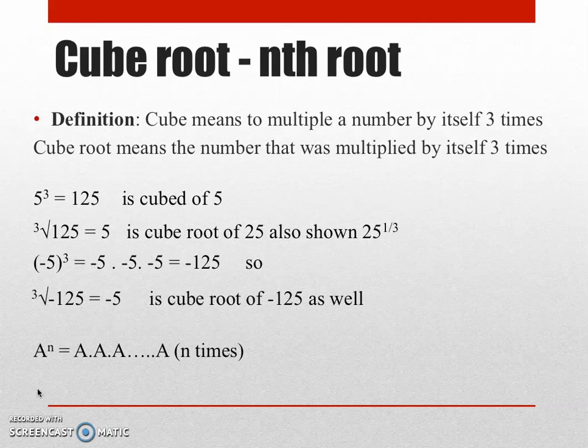And in general, if you want to talk about the nth root of a number, if a number like a is raised to the power of n, that means multiplying a by itself n times. So the nth root of a to the power of n should be equal to a. Again, if you also want to solve this, a to the power of n, to the power of 1 over n, gives us just a to the power of 1, which is a.